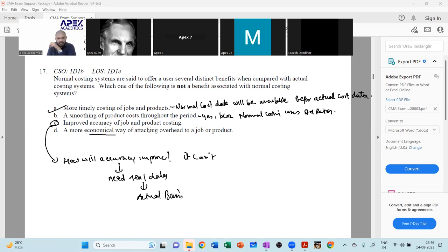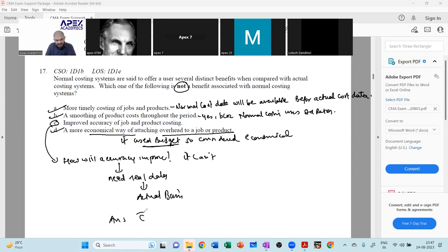A more economical way of attaching overhead to a job or product. Yes. Why is it more economical? Because it uses a budget. So it is considered economical because it uses a budget. That's about it. So what is your answer over here? This is correct, and this is correct. They are asking you which is not correct. So your answer is C. Here your answer is C is not a benefit, but A, B, and D are benefits.